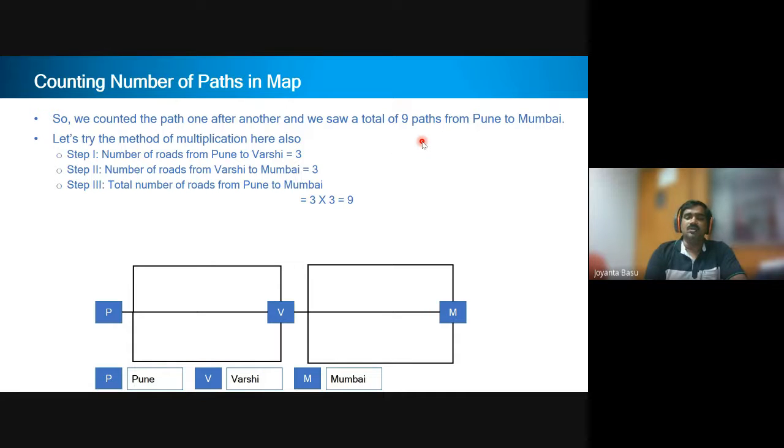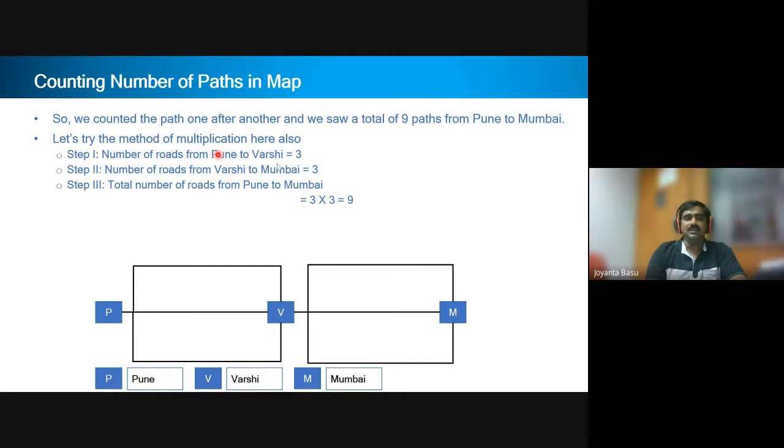So if we count my previous slides, how many paths are possible? 9 is the answer. And if you use the multiplication method, you will see that from Pune to Vasi there are 3 possible roads. Similarly, from Vasi to Mumbai there are also 3 possible roads. So we can say 3 multiplied by 3, there is a total of 9. So 9 valid combinations are there to reach Mumbai from Pune via Vasi.